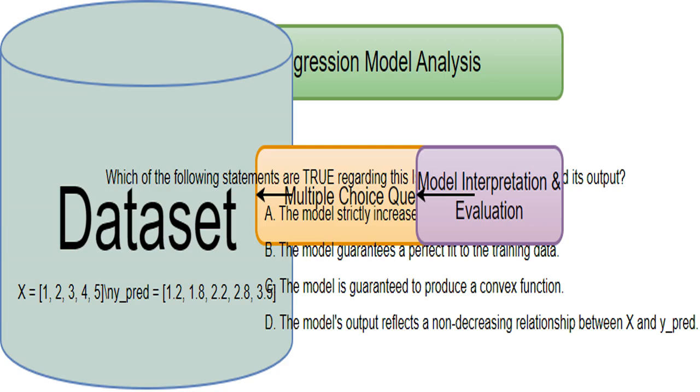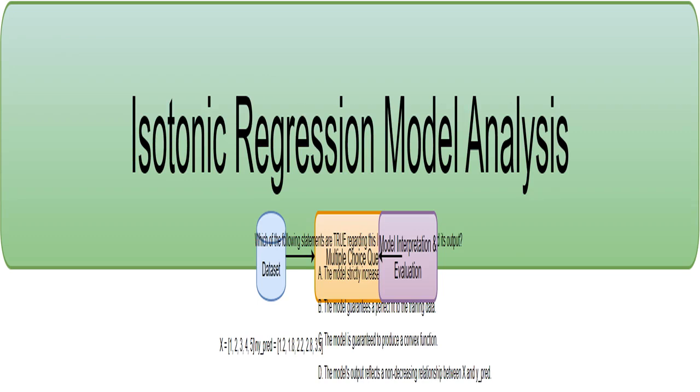I see a dataset here with input values, x, and their corresponding predicted output values, y_pred, from a scikit-learn isotonic regression model. I'll use this data to evaluate the model's properties. This is the dataset I'll work with. The x values represent the input features, and y_pred shows the model's predictions for each.